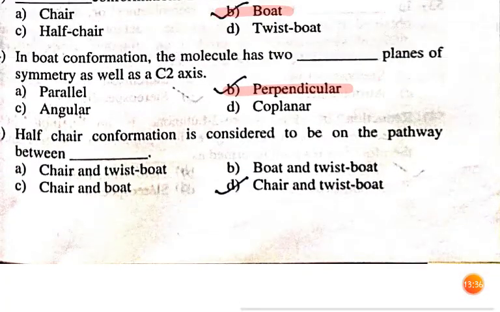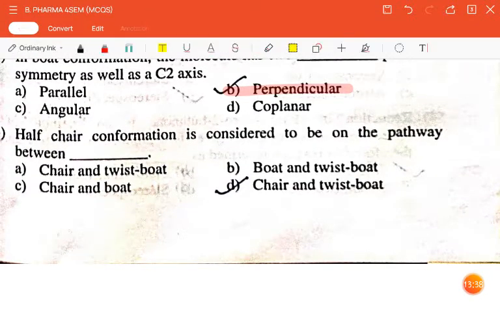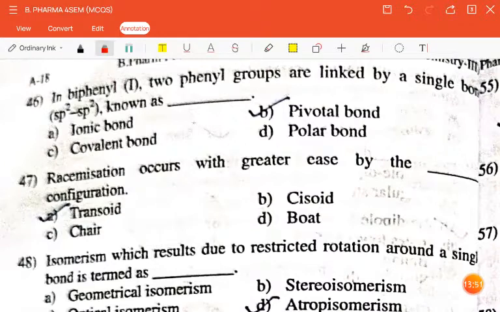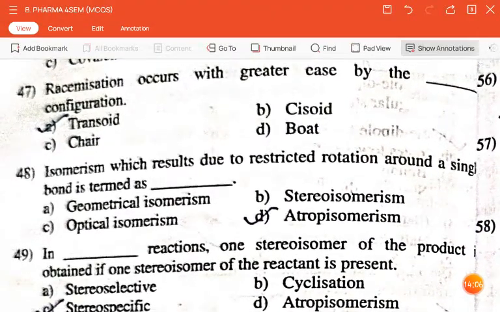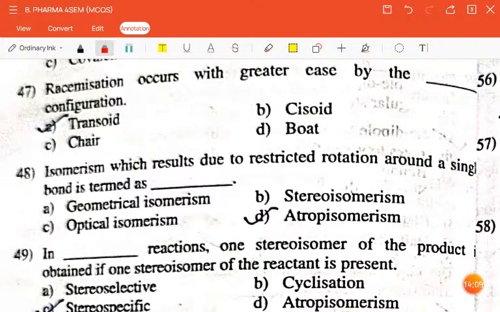The next question is, half chair conformation is associated to be on the pathway between chair and twist boat, chair and boat, boat and twist boat, chair and twist boat. So the correct answer is chair and twist boat. In biphenyl, two phenyl groups are linked by a single bond known as ionic, covalent, pivotal, polar. So the correct answer is pivotal bond. The next question is, racemization occurs with greater ease by the dash configuration: transoid chair, cis-oid boat. So the correct answer is transoid.